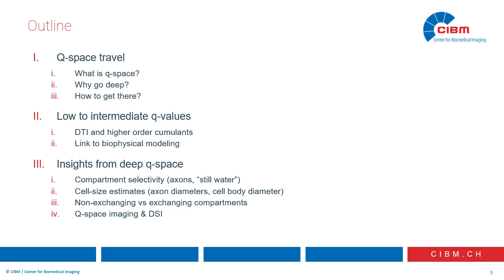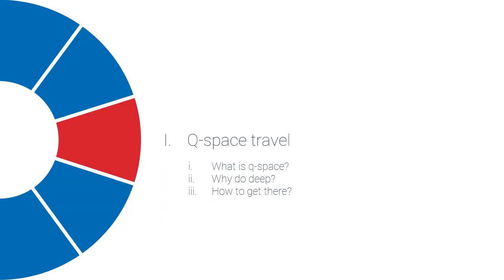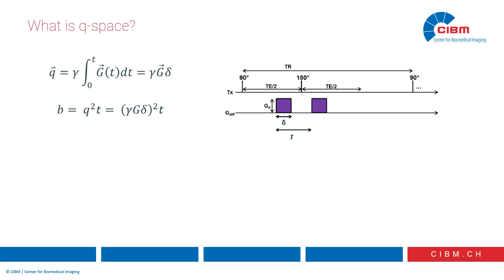And finally, I will spend most of the talk describing the insights that were recently gained from going deep into Q-space in terms of microstructure modeling or microstructure characterization, namely compartment selectivity, cell size estimates, whether we should or should not account for exchange, and also a model-free approach that is valid at high Q, which is Q-space imaging and DSI. So first of all, let's travel through Q-space and understand what Q-space really is.